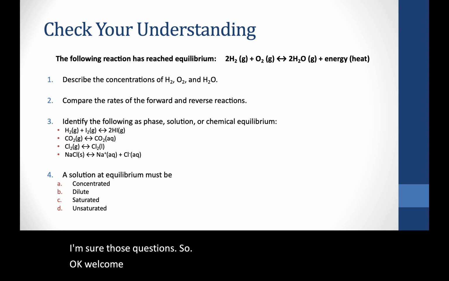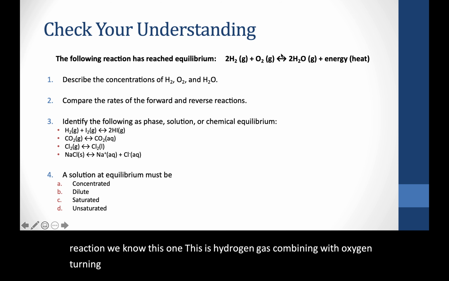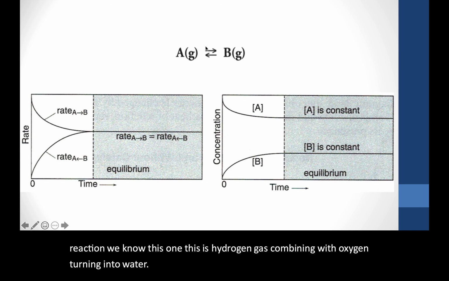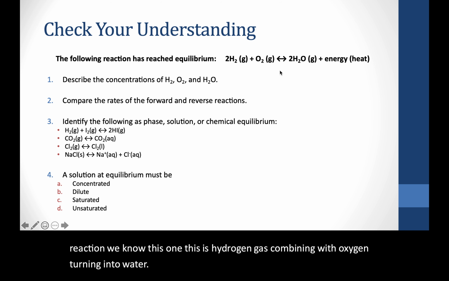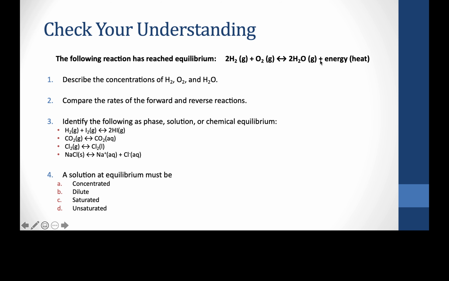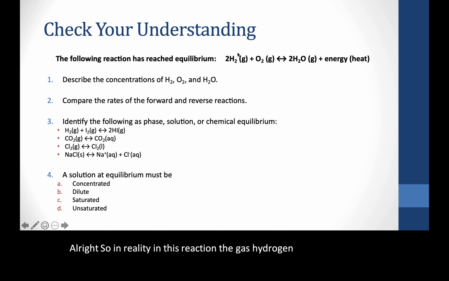So we have a reaction here. The following reaction has reached equilibrium. We know this one. This is hydrogen gas combining with oxygen, turning into water. But this time, look, this is another way to draw that double arrow. We saw it looked like this, with two arrows, one on top of another. You can also draw it like this, where it's a double-headed arrow. They mean the exact same thing. So in reality, in this reaction, the gases hydrogen and oxygen are turning into water, but water is also turning into hydrogen and oxygen. And it's telling us it's at equilibrium.